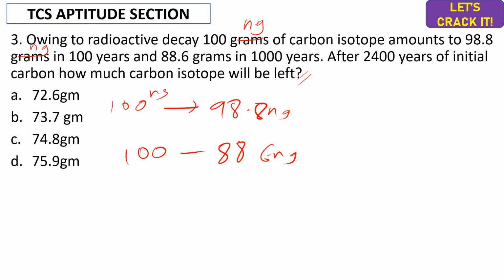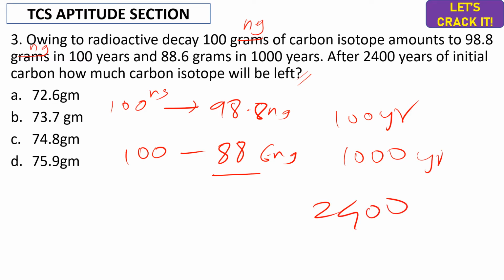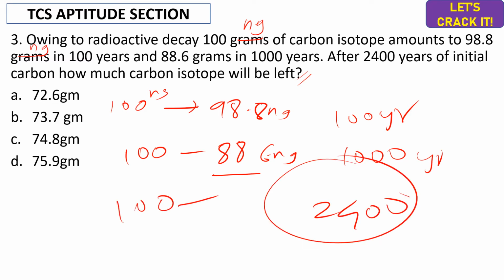Here it is in 100 years. Within 100 years, 100 becomes 98.8, and within 1000 years, if you consider, 100 becomes 88.6. So we need to find within 2400 years, 100 nanograms will result in how much amount.